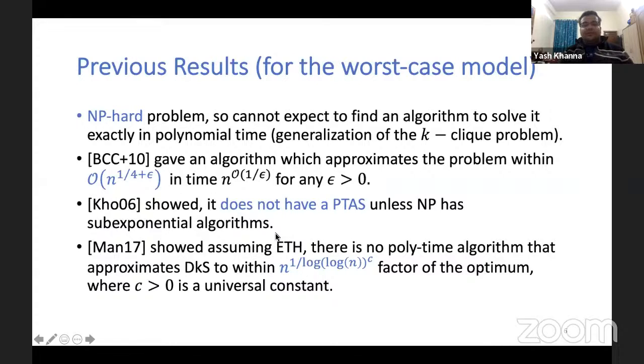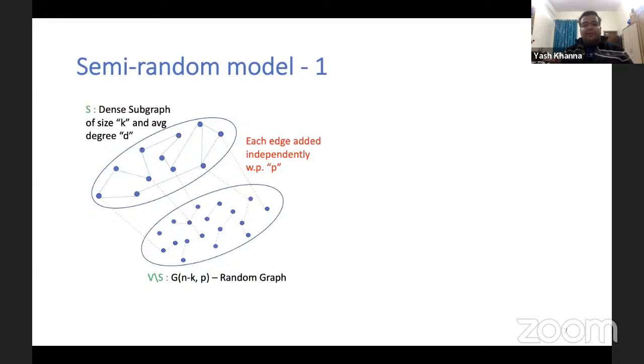So it is natural to look into this problem in some special cases, into some special families of graphs and so on. So we study this problem in semi-random models. The first semi-random model which we study is as follows. We plant a dense subgraph of size k and average degree d in a random graph. What I mean by that is that S cross V minus S is a random graph with some parameter p, and V minus S is also a random graph.